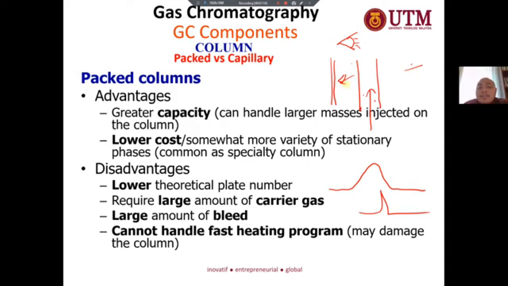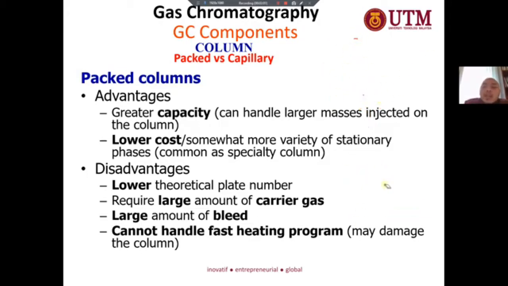The other disadvantage of the packed column is the large amount of column bleed. What is meant by a large amount of column bleed? Column bleed happens in the packed column, where the packing material must be very close to each other.